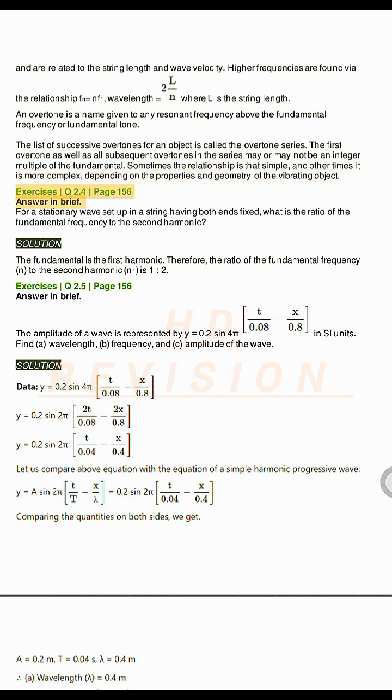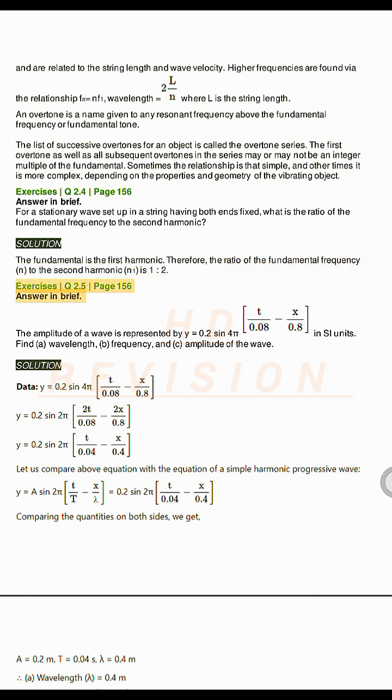Exercises Q2.4, page 156. Answer in brief. For a stationary wave set up in a string having both ends fixed, what is the ratio of the fundamental frequency to the second harmonic? Solution. The fundamental is the first harmonic. Therefore, the ratio of the fundamental frequency n to the second harmonic n1 is 1:2.